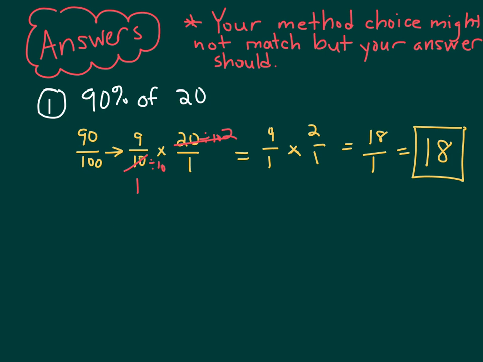And again, your method choice might not match what I show. For instance, on this first one, I picked the fraction method and I show all my steps for that. But if you chose the ratio table method, that's okay as long as you show all your steps. But what should match is your answer. So make sure you get the same answer as I do, but if your steps don't match because you did the other method, that's okay as long as you can explain your thinking.